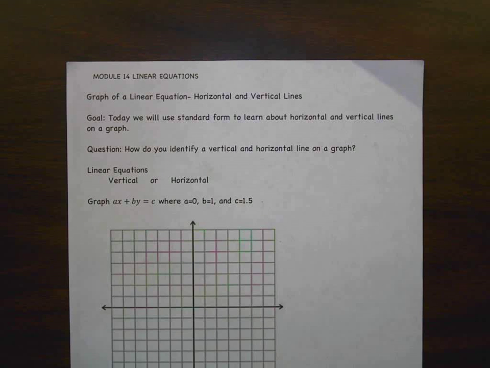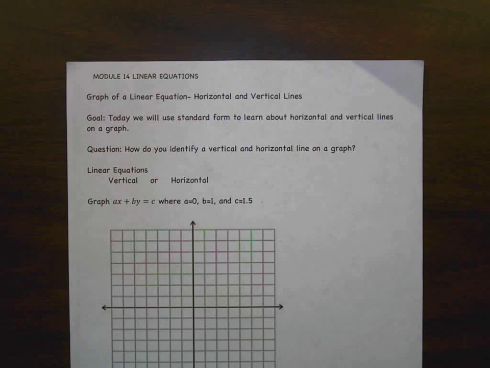This is lesson 14, and it is called Graph of a Linear Equation, Horizontal and Vertical Lines. Our goal for today is to use standard form to learn about horizontal and vertical lines on a graph. The question that I want you to be thinking about during this lesson is, how do you identify a vertical and horizontal line on a graph?